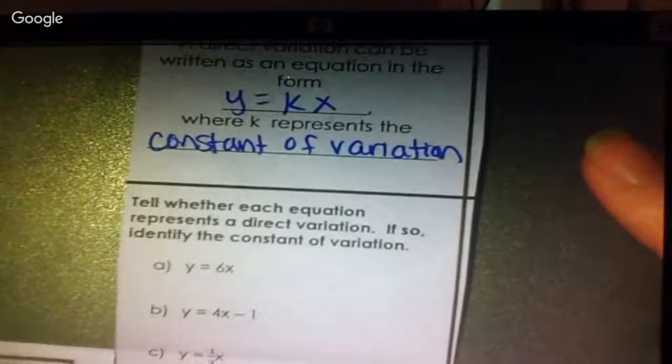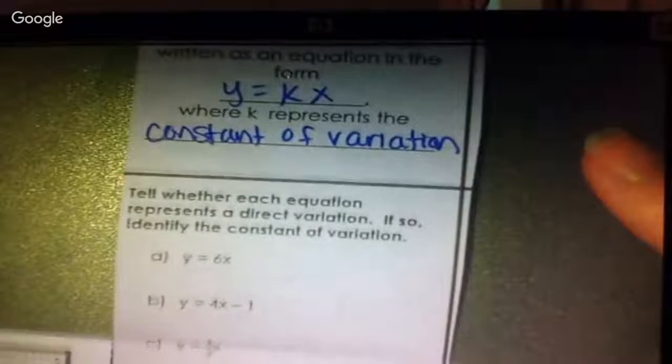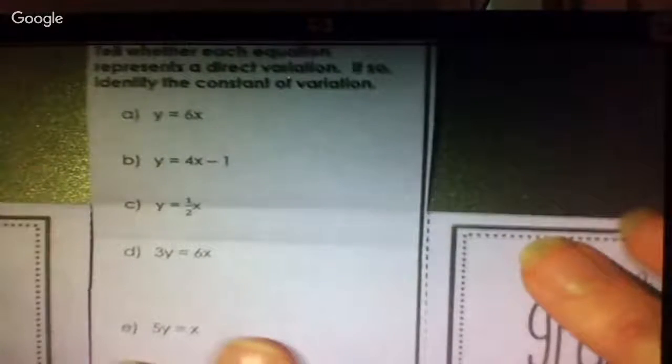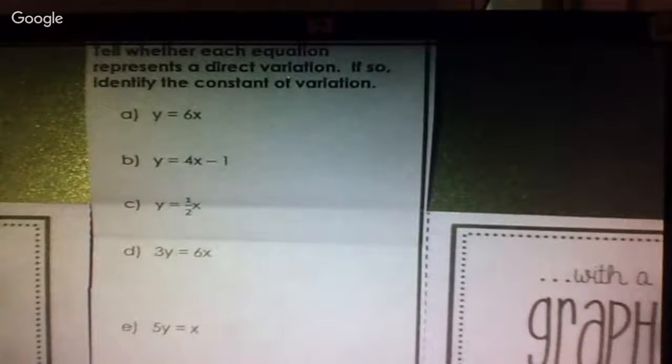Do you have a question, Kate, or are you just stretching? No. Okay. So number 1, do I have anything added or subtracted? No. Is there a number in front of x? Yes. So this is yes, and k would equal 6.